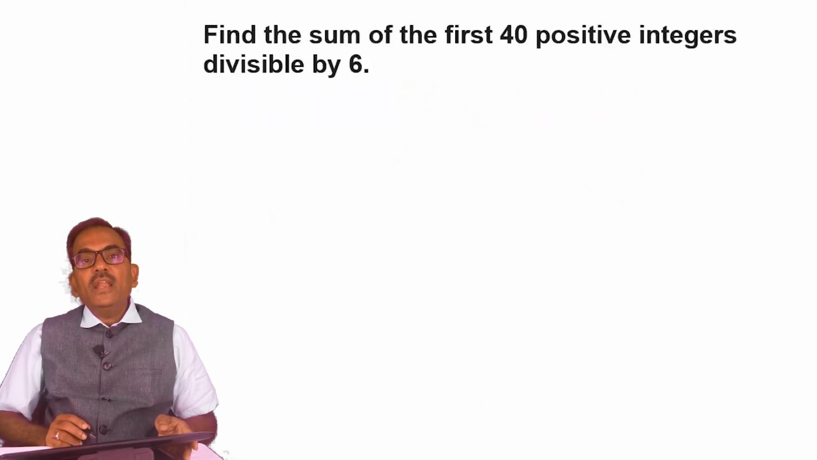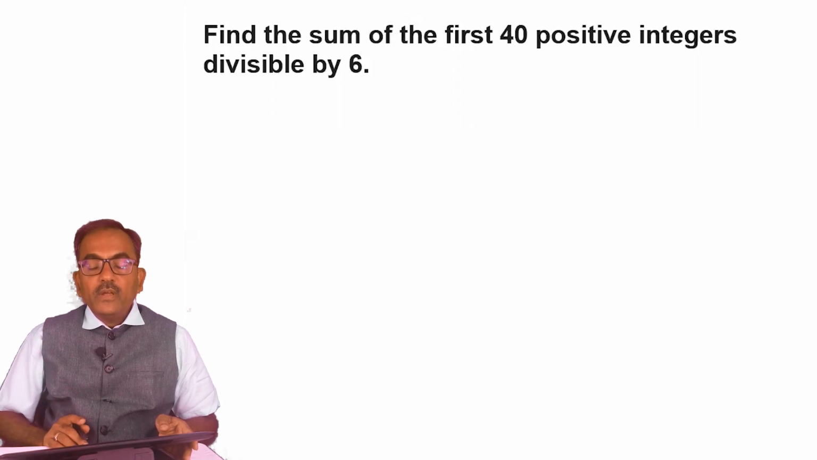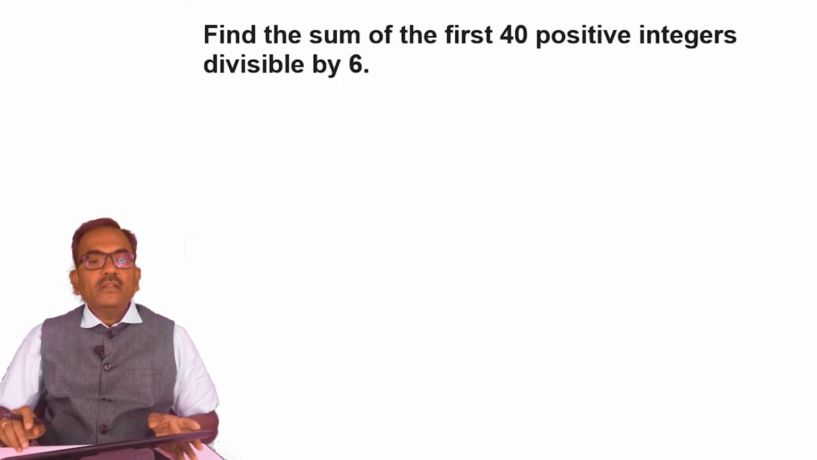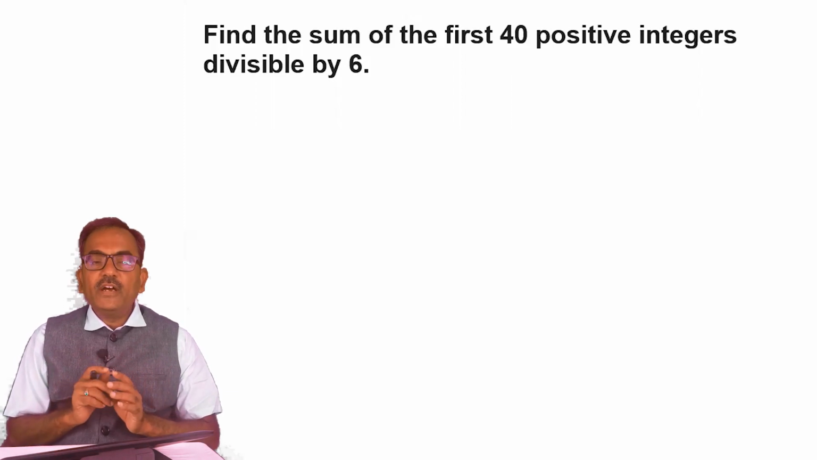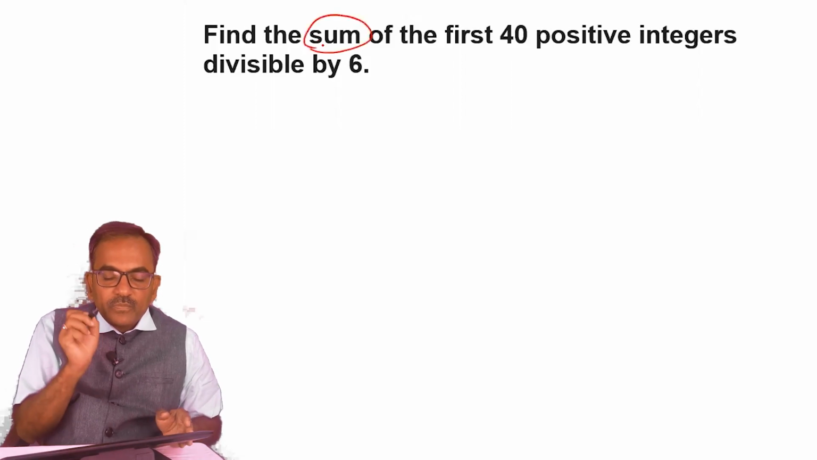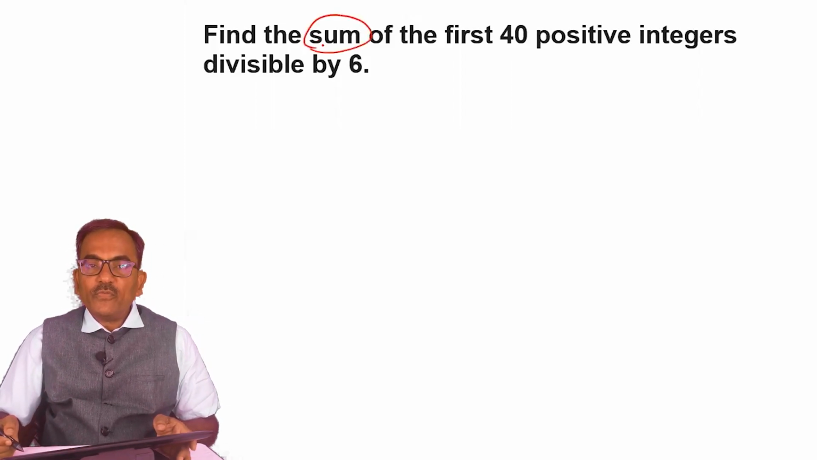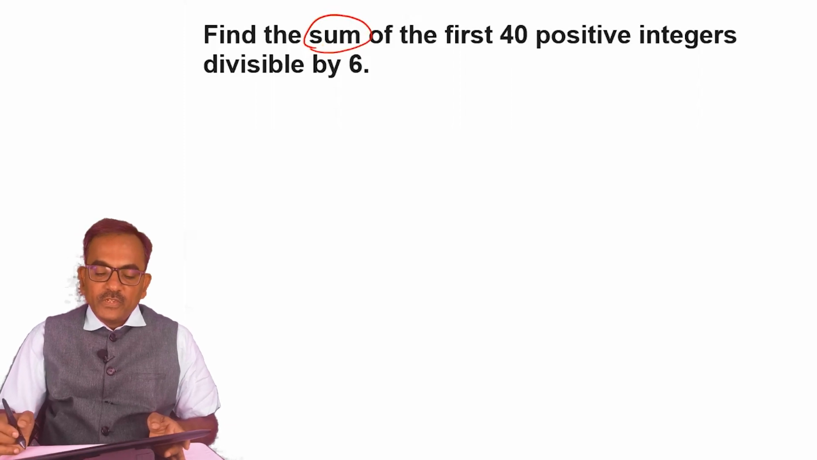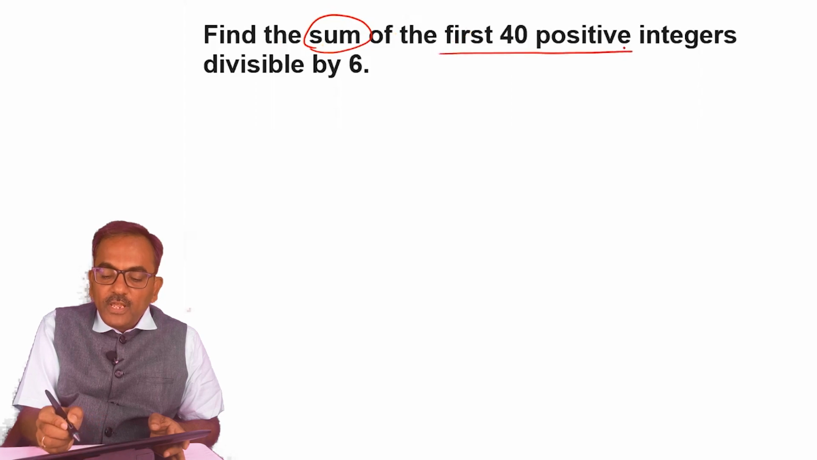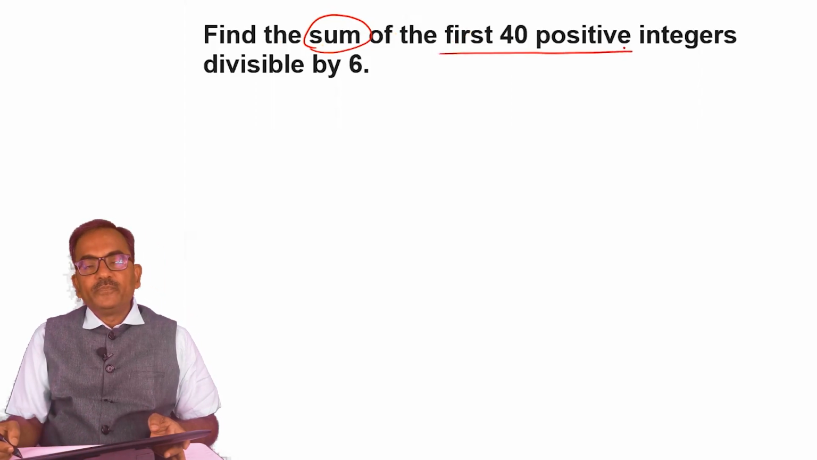Dear children, let me read the next question for you. Find the sum of first 40 positive integers divisible by 6. So what do you mean by this? The AP has not been given here and we need to find out the AP first and then find the sum. Therefore, we have to use the Sn formula in this case. So how do we start? Find the sum of the first 40 positive integers.